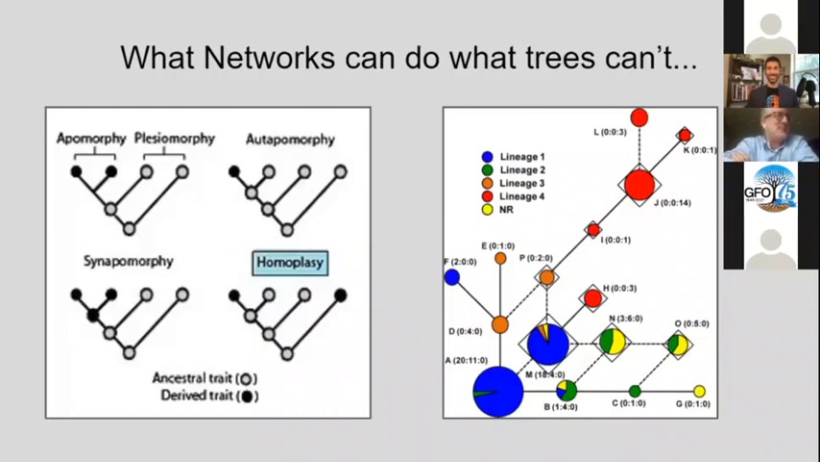It's when you get a derived trait, or in this case a derived mutation, occurring twice in different places of the tree. If you're just having a computer simulation run this for you, it may not even see the mutation if you have it go forward or backwards, or it may not know what to do when you see the exact same mutation in different parts of the tree. But if you do it as a network, you can have this represented in different types of reticulation.